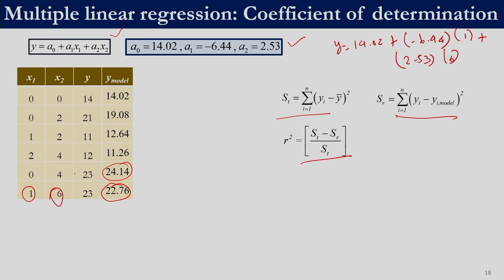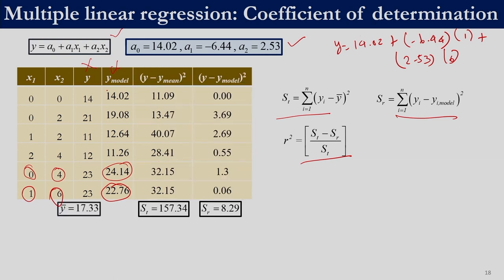So for 24.14, we should have used x 1 is equal to 0 and x 2 is equal to 4 in this equation, and we would have obtained y model, right. So for determining this y model, we will not require this y. So this is the value predicted by the model. So the error we can find out. The mean of y in this case is 17.33. So y minus y mean, so again, 14 minus 17.33, the whole square will be 11.09, 21 minus 17.33, the whole square is 13.47, and this can be calculated. And then if we sum this, this is nothing but the definition of ST.